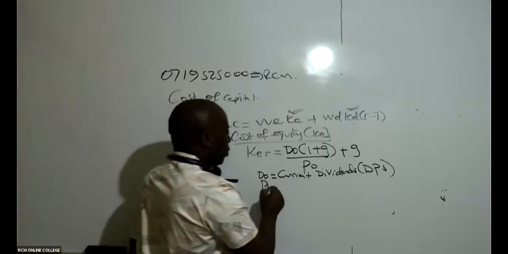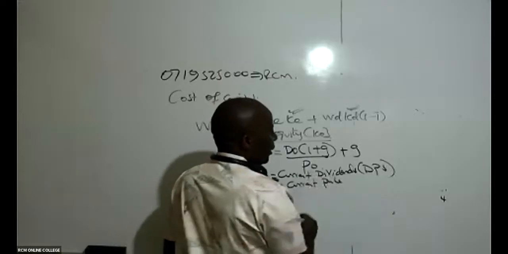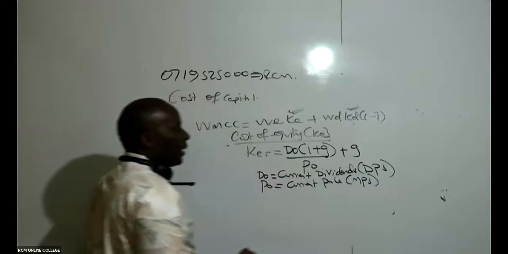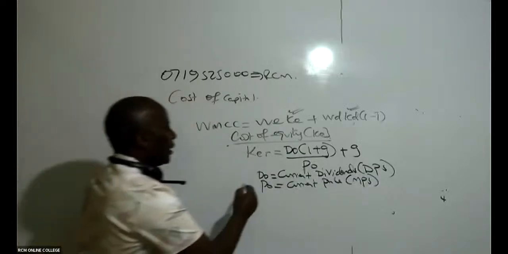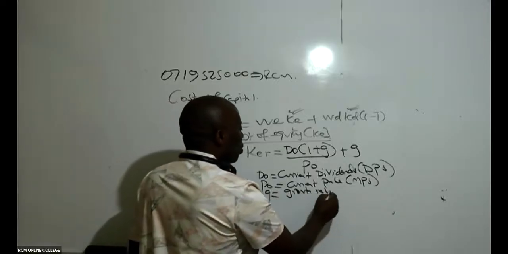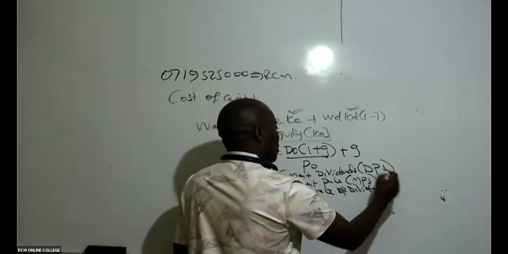PO stands for, in this case here, the current what here? Price of a share. To be specific, it is the market price of a share. All right. G in this case here stands for what here? G stands for growth rate of dividends.